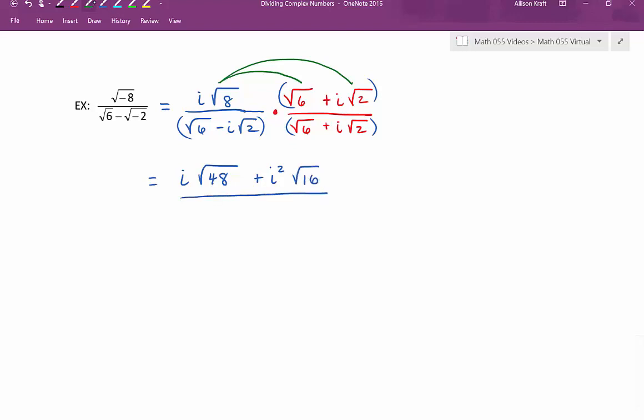In the denominator, we're multiplying conjugates, so we can take the shortcut and just multiply the first two and the last two together. Square root of 6 times square root of 6 gives us square root of 36. Negative i square root of 2 times positive i square root of 2 gives us negative i squared square root of 4. We want to simplify all of our radicals and replace any i squareds with negative 1.